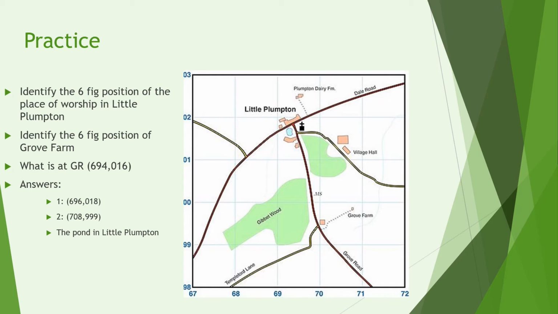It doesn't matter too much, since if you really want to be precise, you would use a specific tool. Generally, if something's within 100 meters, you should be able to find it if you look hard enough. And the answer to what's at 694016 is the pond at the T-junction in Little Plumpton.